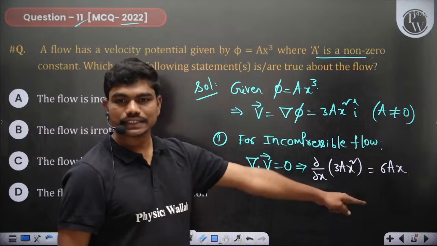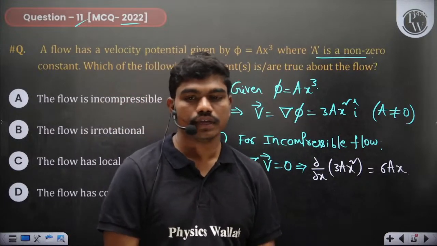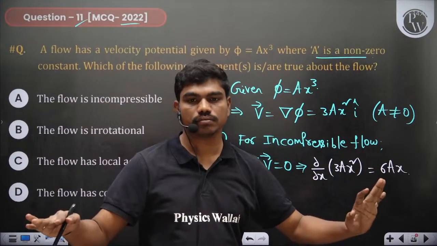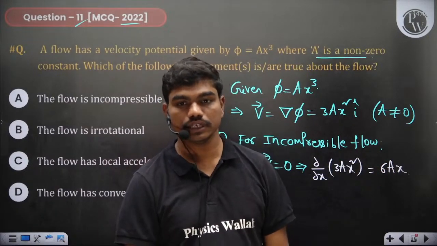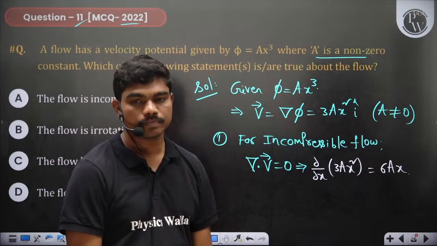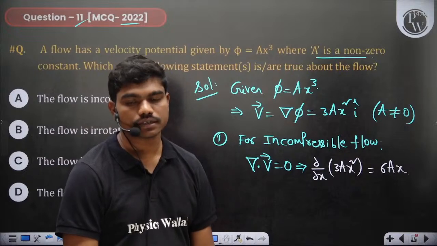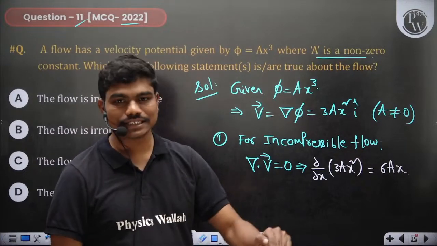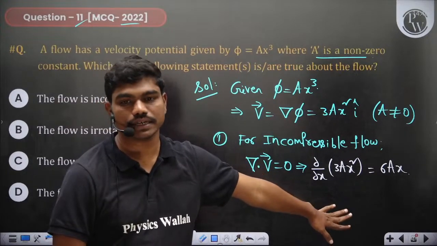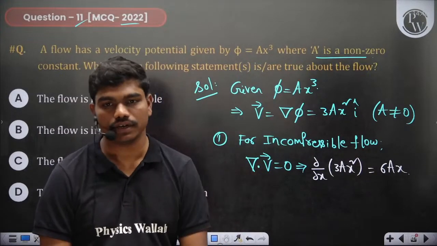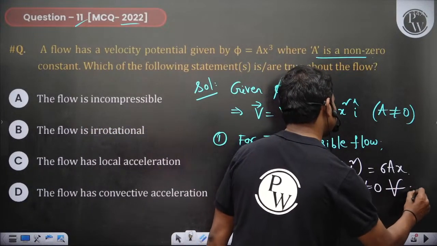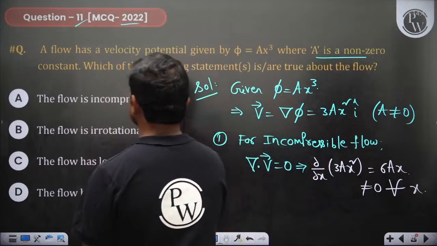Now tell me, is this function 0 at every point? A is non-zero, 6 is a positive constant of course. Is this function going to be 0 at any point in the flow? Come on, tell me. No. Correct? When x is 0, meaning only along the y axis, you have this incompressible flow equation getting satisfied. Otherwise it's not incompressible. It is not 0 for all x, so therefore it is not incompressible.